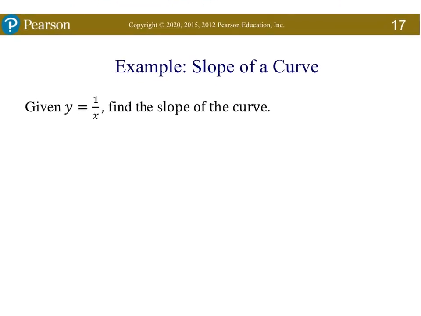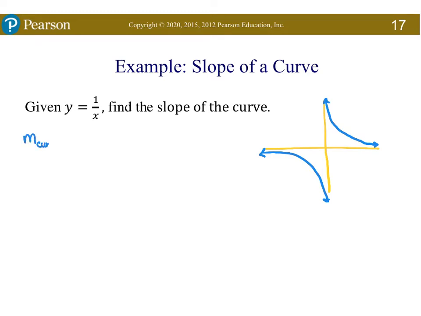Okay, here's another graph. Find the slope of the curve. Now this is a picture of a hyperbola. The hyperbola has an asymptote down the x-axis and the y-axis, and the graph of the equation of the hyperbola looks like this. We want to find the slope of the curve.